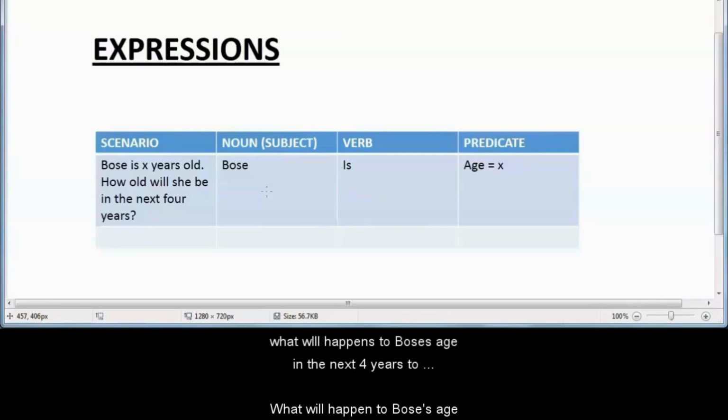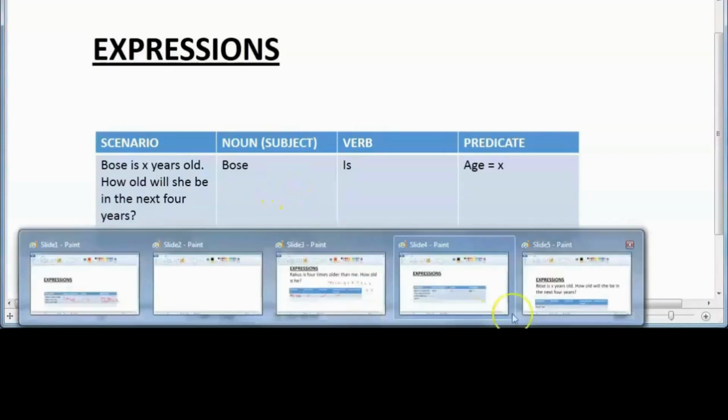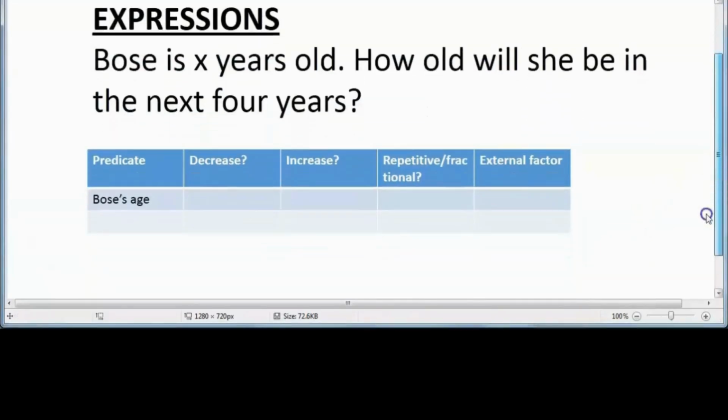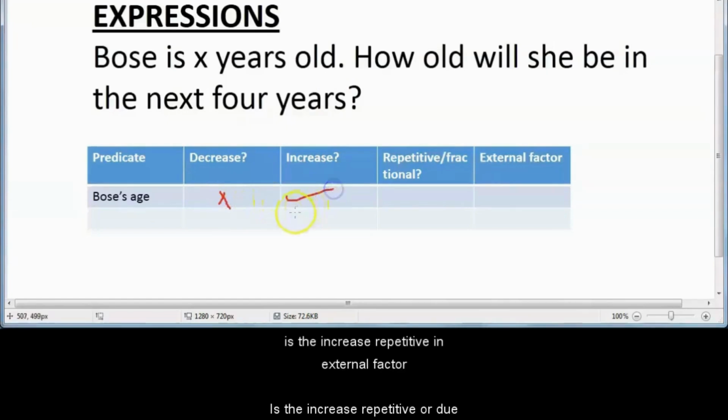What will happen to Bose's age in the next 4 years? To answer that, we have to go forward in time. Let's go forward in time. Will Bose's age decrease after 4 years? No. Will it increase? Yep. Is the increase repetitive or due to an external factor?